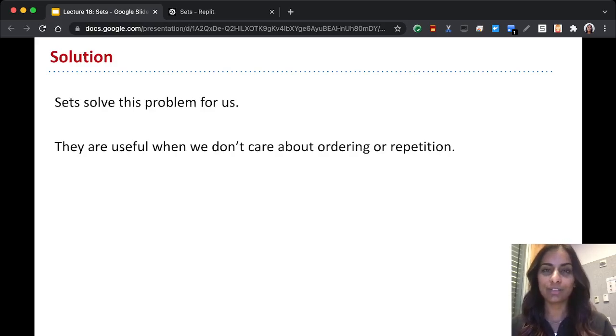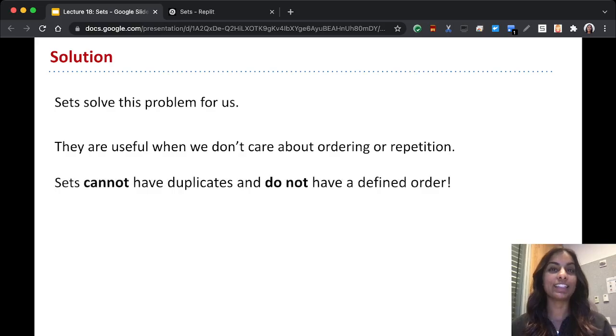So our solution is to use a set. Sets will solve this problem for us. So sets are particularly useful when we don't care about ordering or repetition. Sets cannot have duplicates, and they do not have a defined order. So these are 2 characteristics that are very relevant to the issue we just talked about. They cannot have duplicates, and they do not have a defined order.